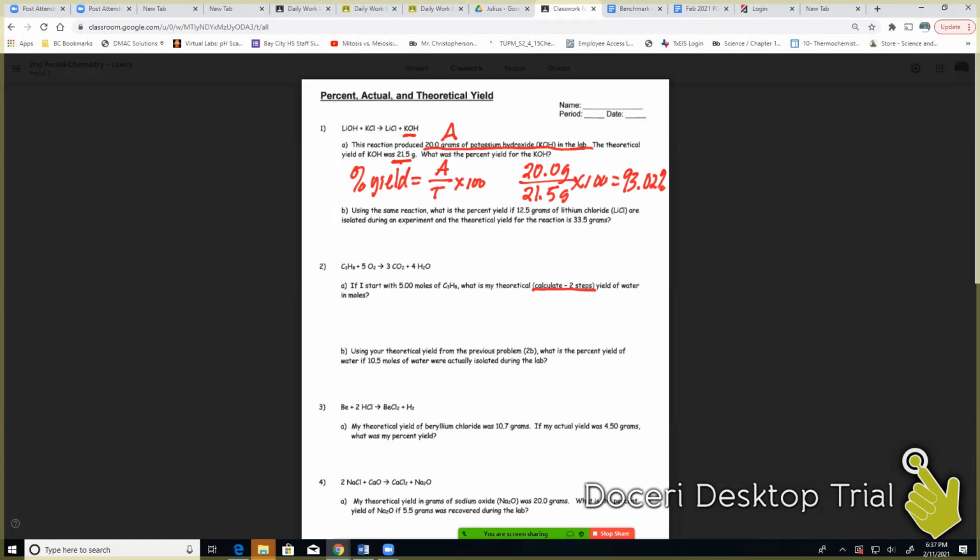So it says, if I start with 5 moles of this hydrocarbon, what is my theoretical yield of water in moles? And I tell you that you have to calculate that to get the theoretical. It's not going to be given to you. So you're doing a mole to mole problem, the simplest kind that we did right at the beginning. You don't have to have any molar masses. So I have 5 moles of this hydrocarbon, and I'm interested in water.